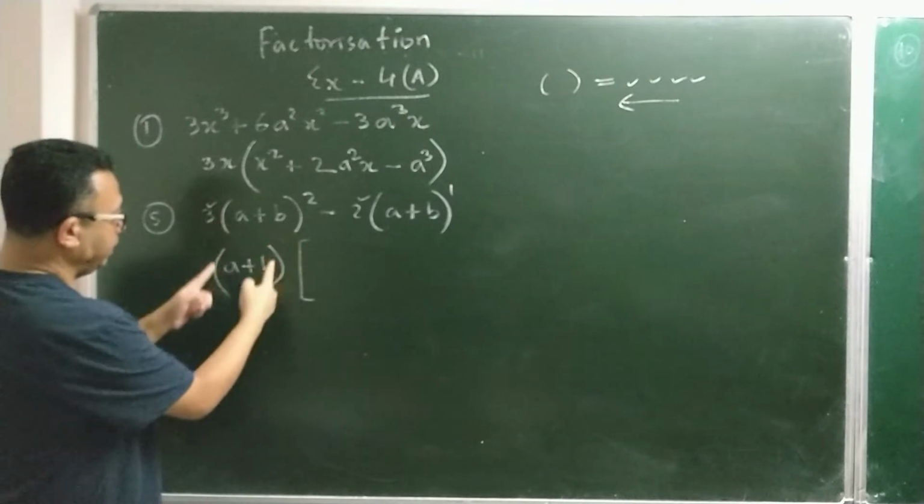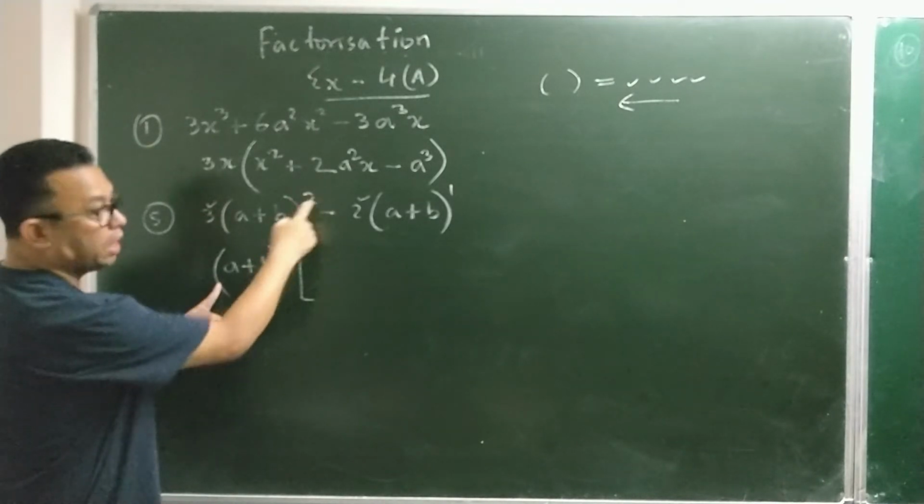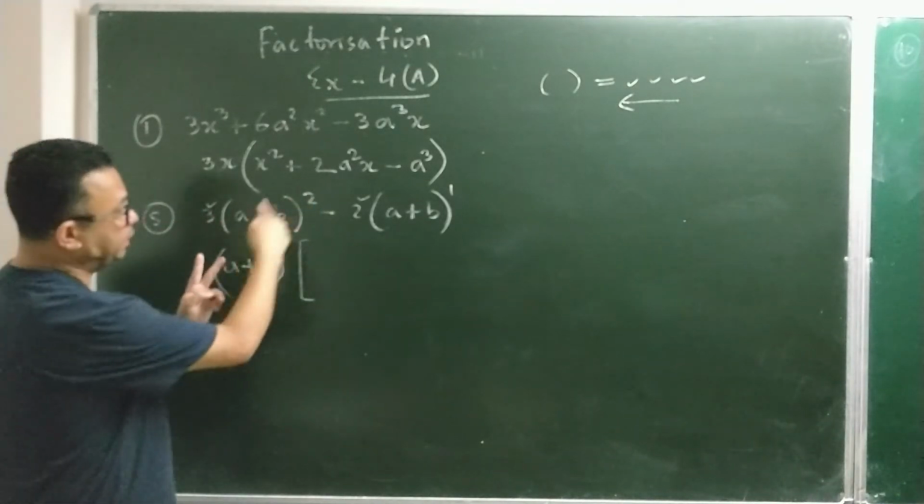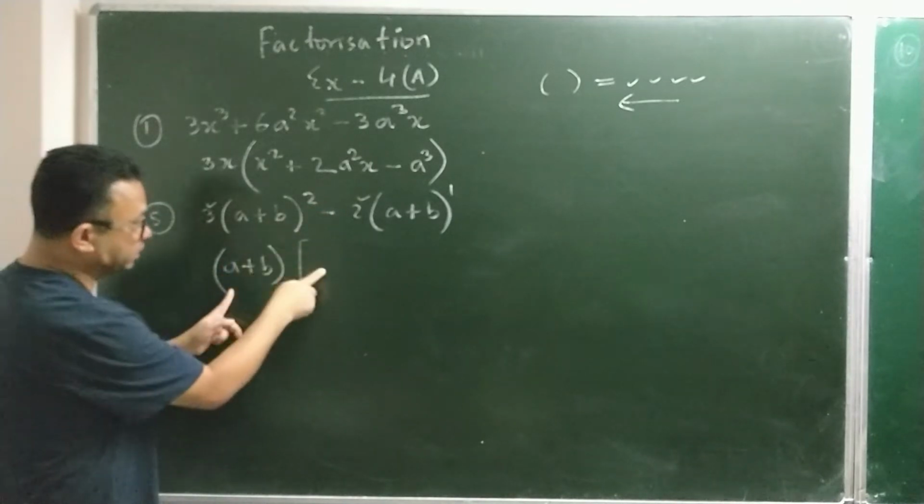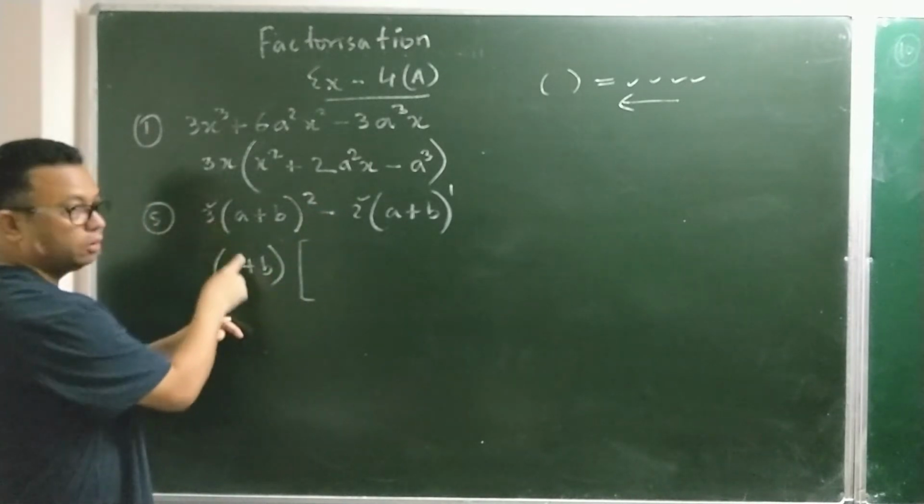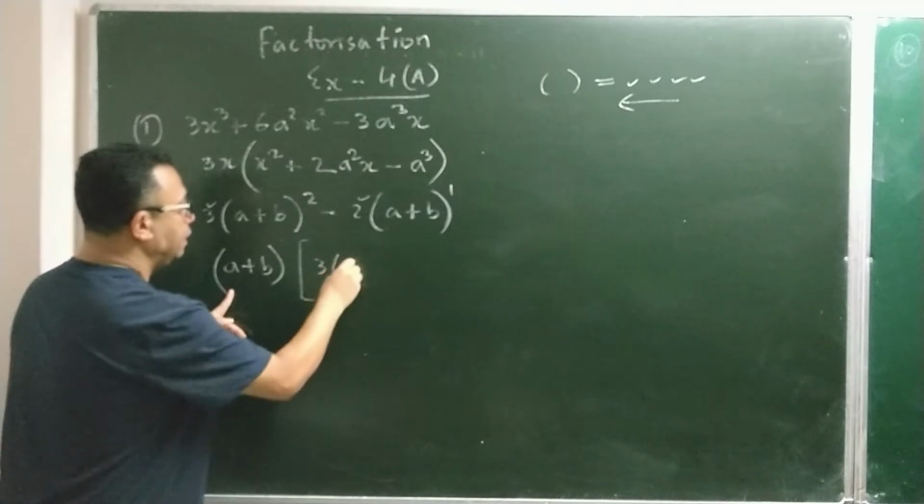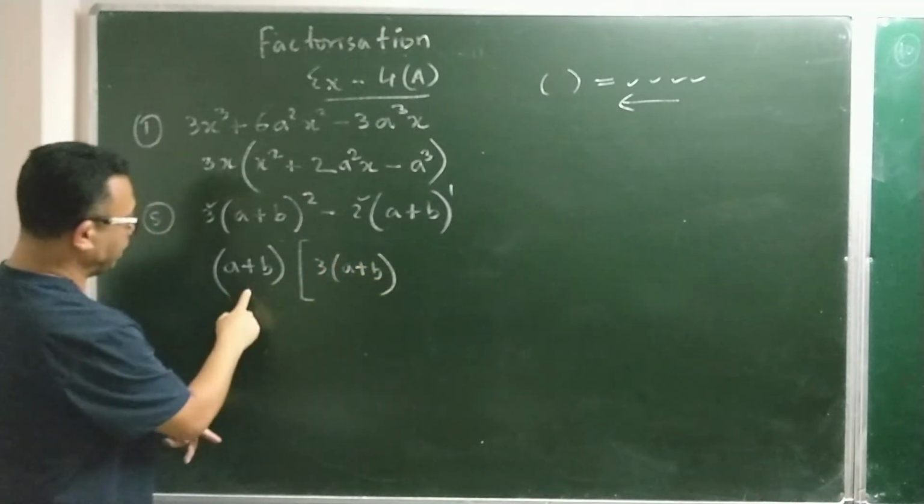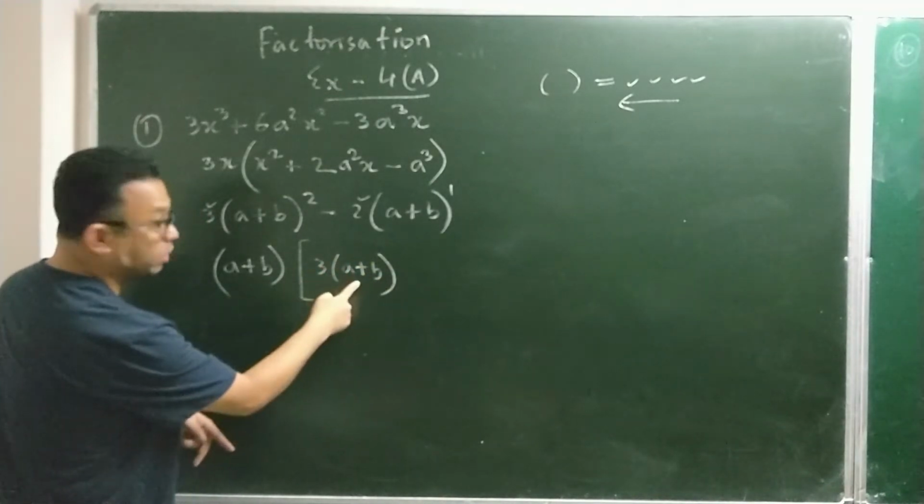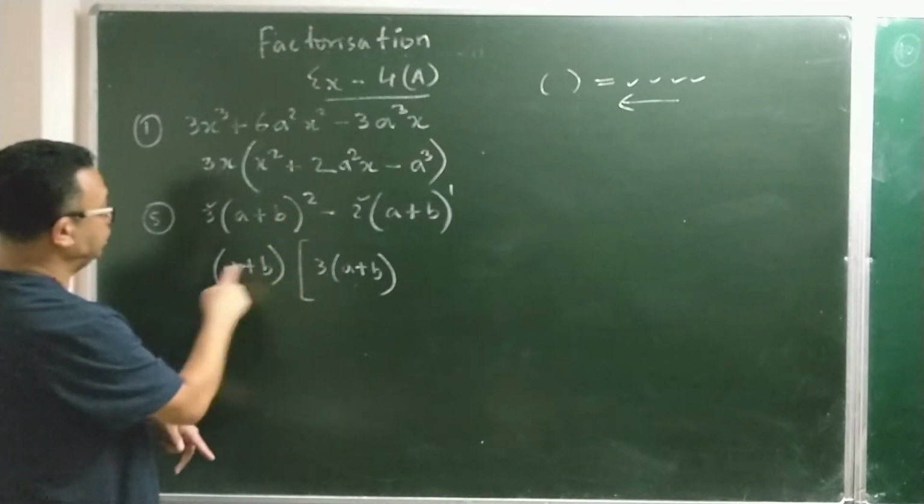So from here a plus b is out. Don't forget there is a square, 2 of them: a plus b into a plus b. So 1 is already out, 1 will be still there. Then this 3 I have not taken out common, so it is 3(a plus b). So now if you multiply a plus b with 3 into a plus b, into a plus b is a plus b square, and 3 into 1 is 3.